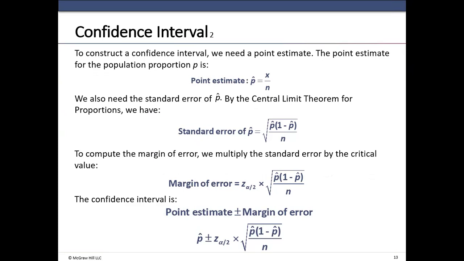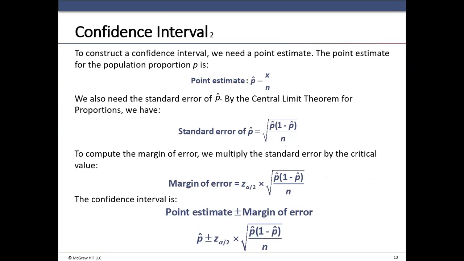We also need the standard error of p hat. This is the sampling distribution of p hat, whose standard deviation is also called standard error. Standard error of p hat means the standard deviation of the sampling distribution of p hat, which is bell-shaped and is spread around the mean, is the square root of p hat times 1 minus p hat over n.